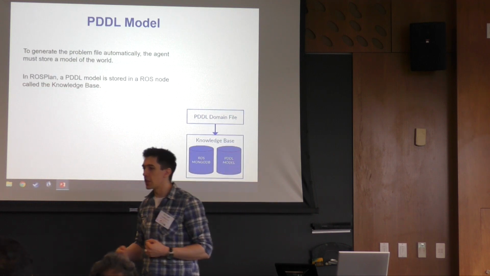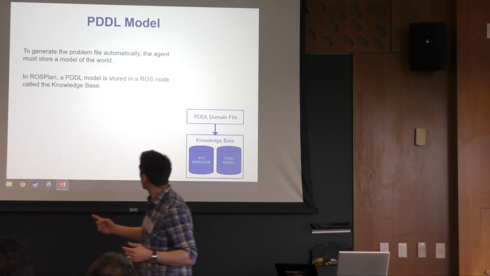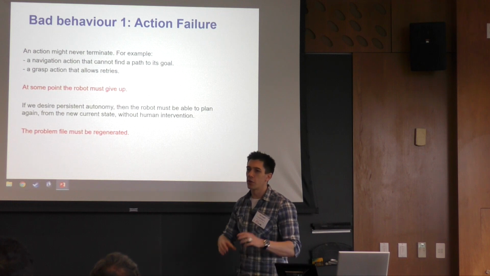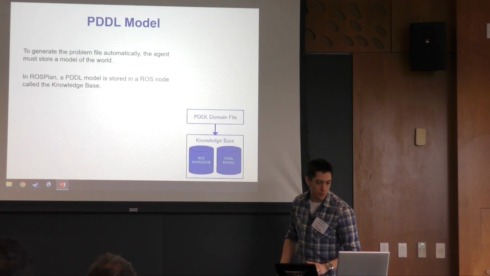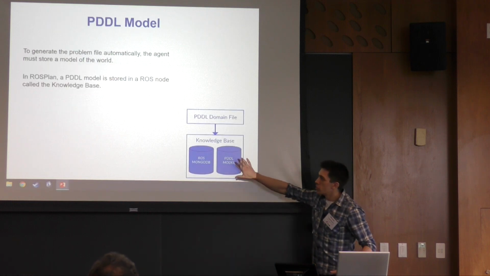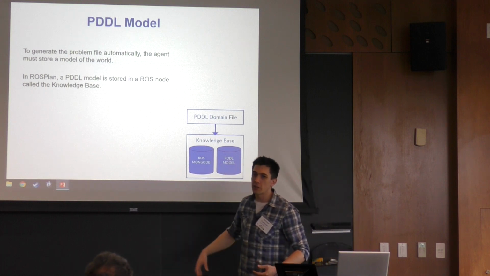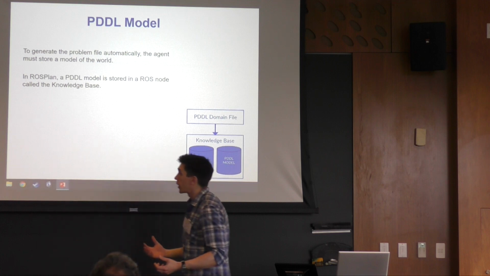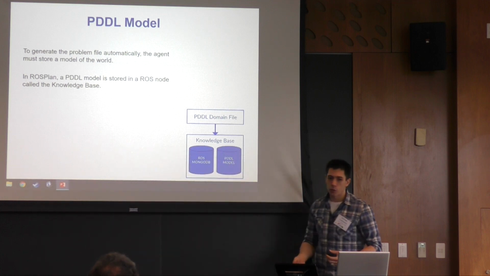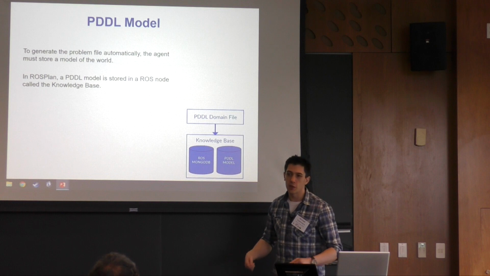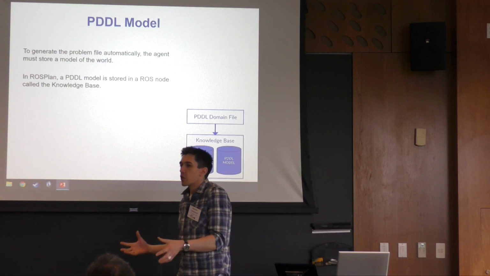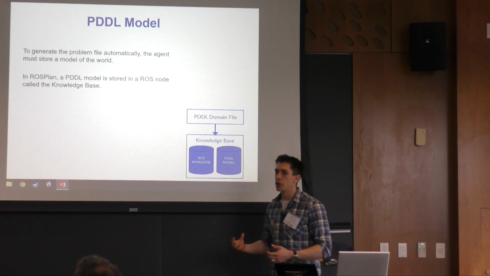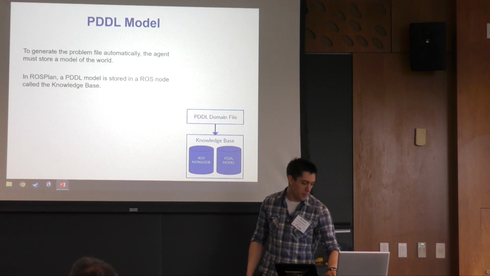So we need to keep an up-to-date model of the state in order to replan from what the environment currently looks like. So we have this new node in ROSPlan we call the knowledge base, which is just there to store a PDDL model, a PDDL problem file, which can then be updated continuously to store an accurate copy of the state, as accurate as we can get. And that would be used as the new initial state when it's time to replan.